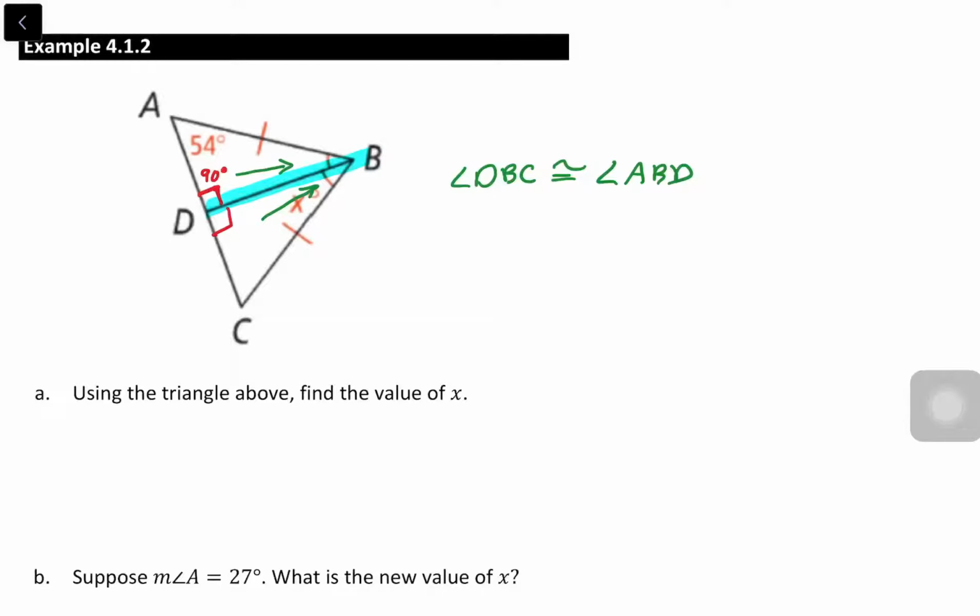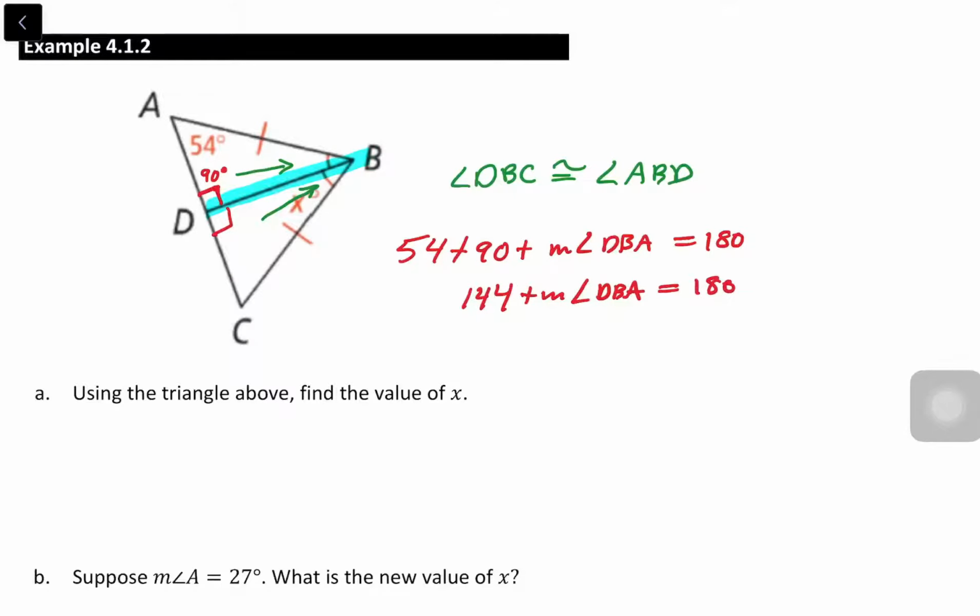So we can find the measure of these bisected angles by saying that 54 plus 90 plus the measure of angle DBA, or ABD, should equal 180. So it should be 144 plus the measure of angle DBA. If I subtract 144 from both sides of this equation, I should get 36 degrees. So that would be the value of x. X would have to be 36 degrees because that's the same measurement as ABD. Hopefully you can see that. Those two angles at the top that are being bisected are both going to be 36 degrees.